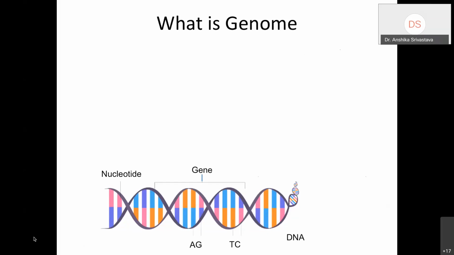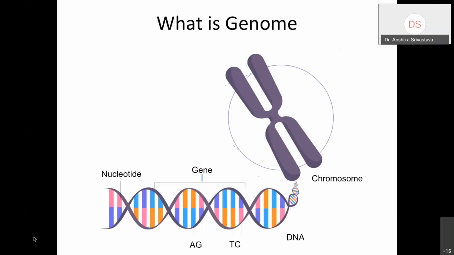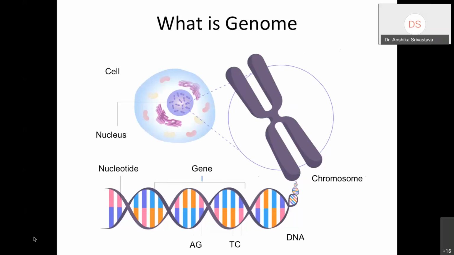So gene is composed of coding and non-coding segments, and that is arranged in chromosomes. And there are 23 pairs of chromosomes arranged in the cell nucleus. And all the DNA contained in a cell, or all the genetic information of a cell, is called genome. And when we say all the genetic information, we include mitochondrial DNA also, and the nuclear DNA that is organized in the chromosomes, 23 pairs of chromosomes.